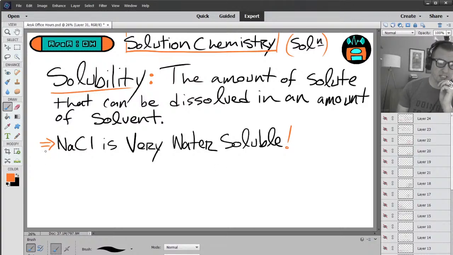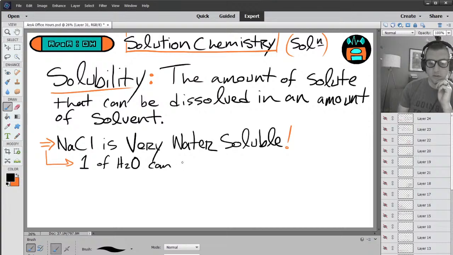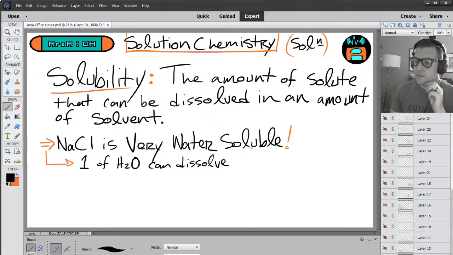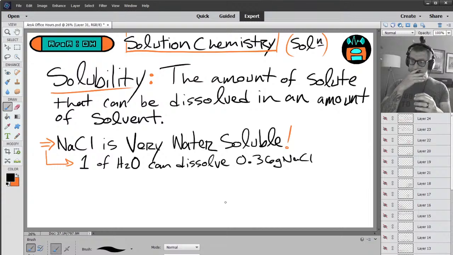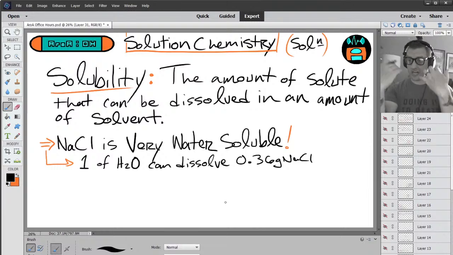So, for example, 1 gram of water can dissolve 0.36 grams of sodium chloride. All right, that's like a third of its weight. If you have a mass of water, it can hold an extra third of its weight just in sodium chloride.